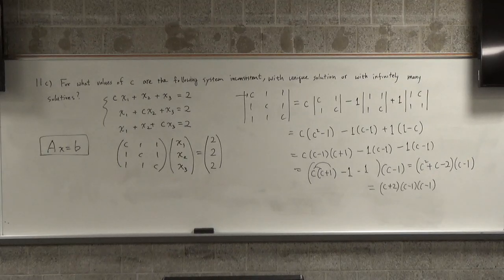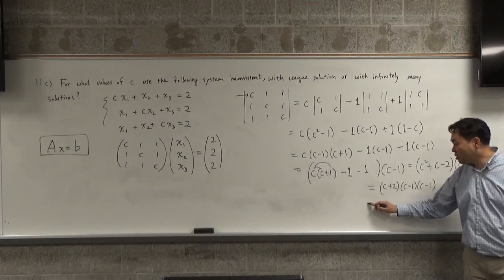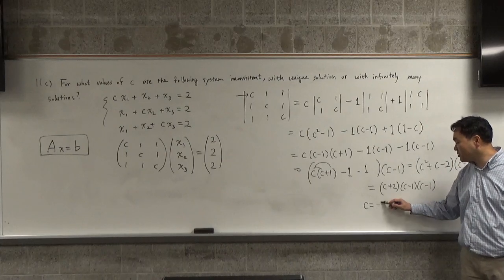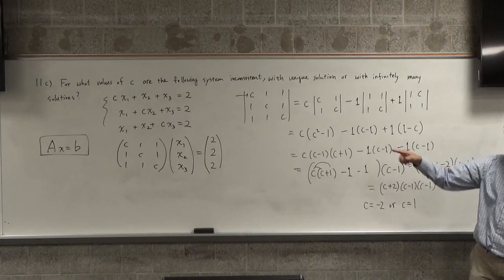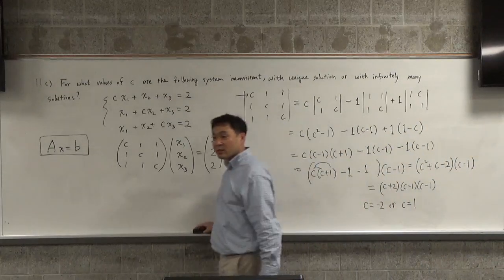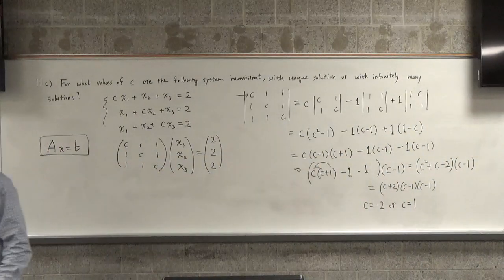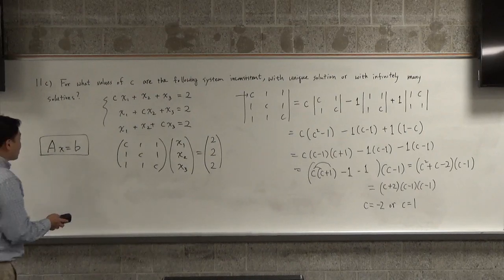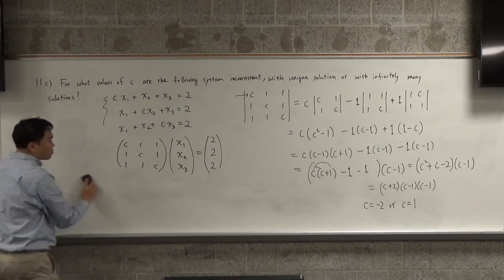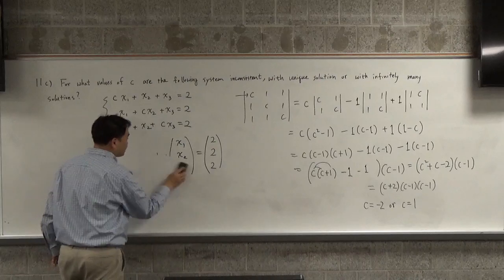Okay? And that tells us that if C is negative 2 or C is 1, then the original matrix will, what? Not have an inverse. In that case, you're not going to have a unique solution. It will be either infinitely many solutions or the solution wouldn't exist. Okay? So you would do this first and then treat those two cases separately.